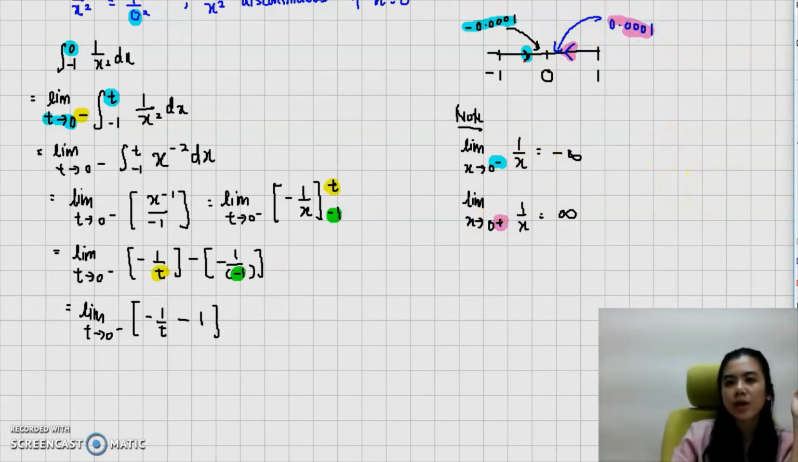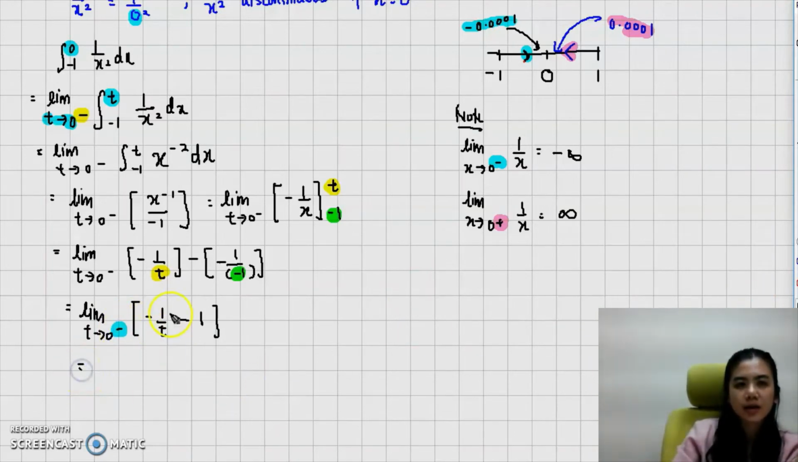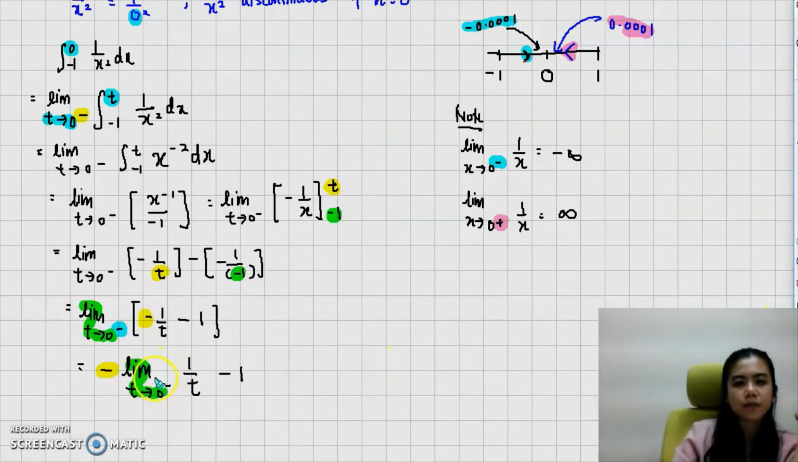Okay, so we have case 2. In our case, we are approaching from the left. Initially, we already have the negative, so you can put the negative outside. Let me rewrite it. We have the limit of 1 over t, so minus 1. I'll just put this negative outside, and I have the limit of 1 over t, and this is actually approaching from the left.